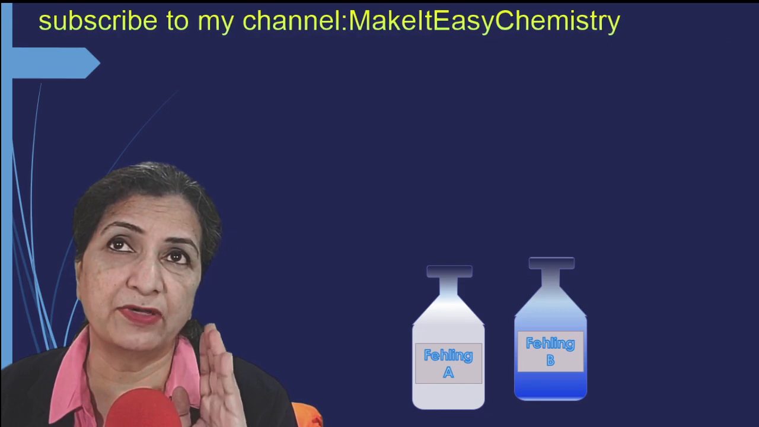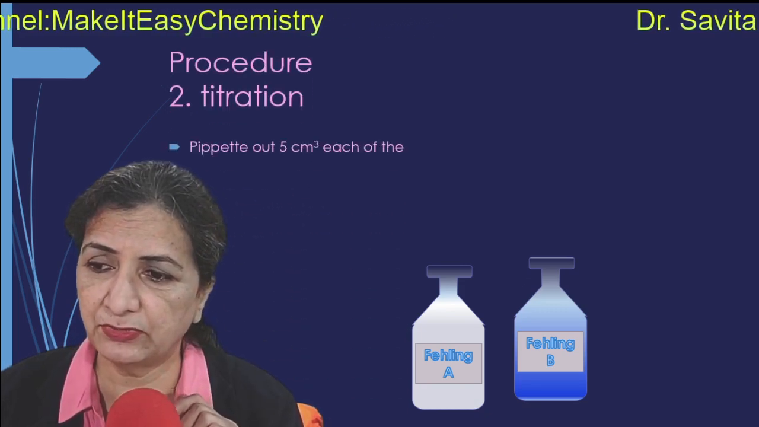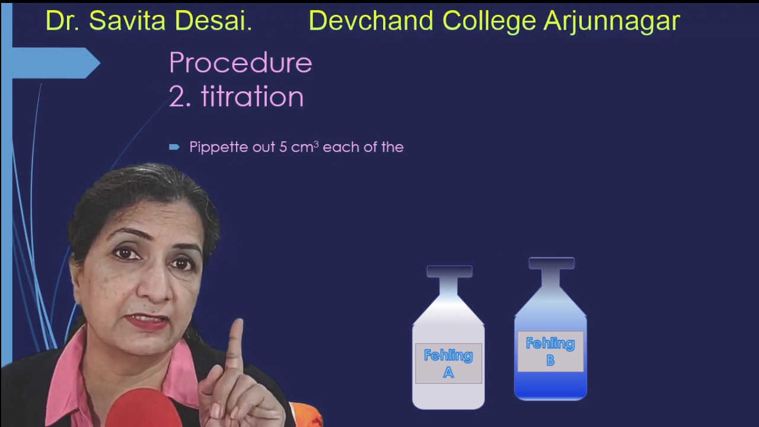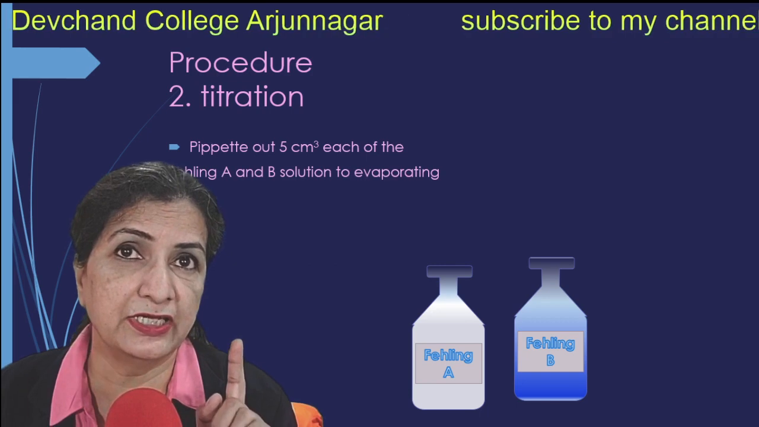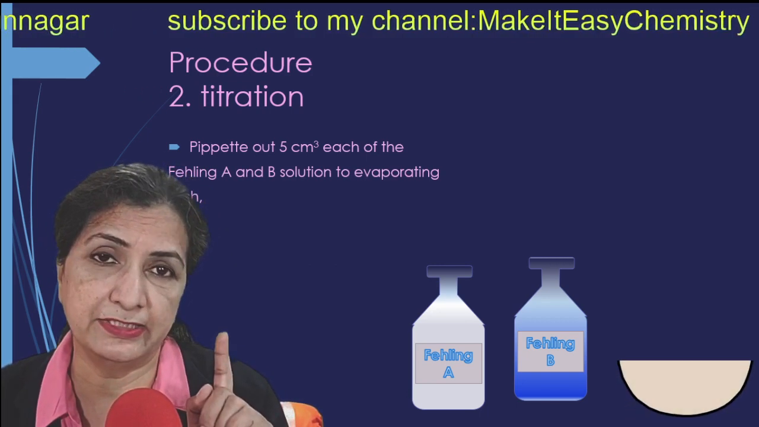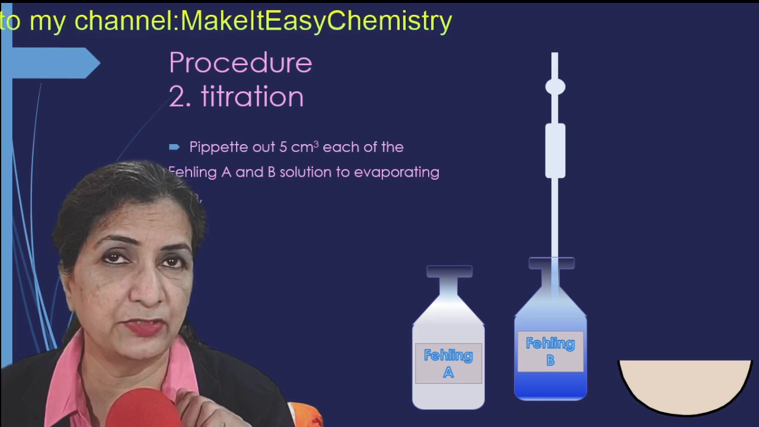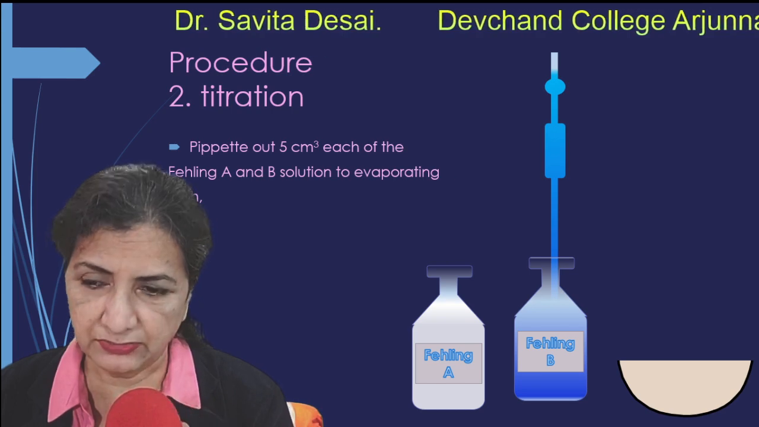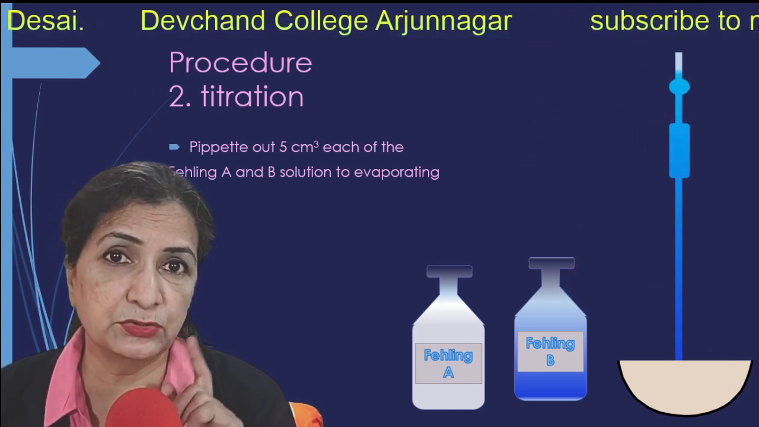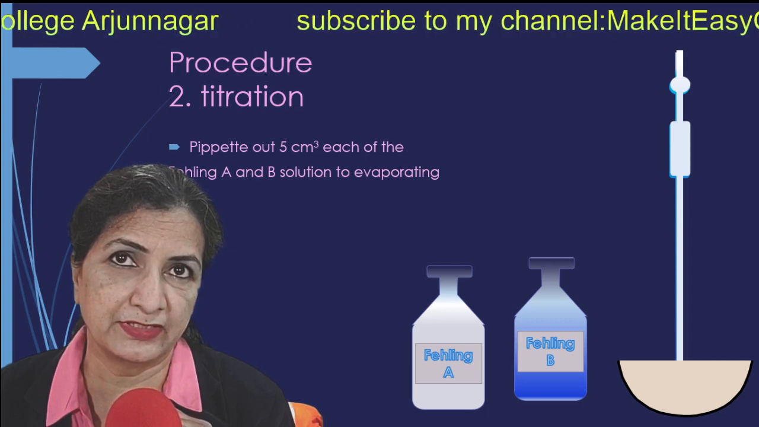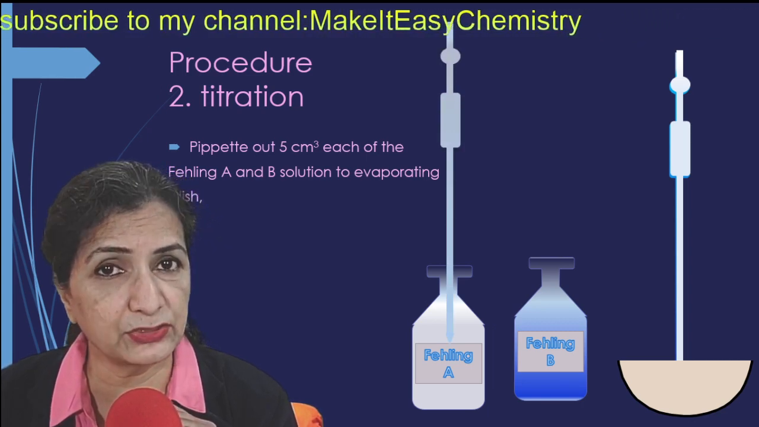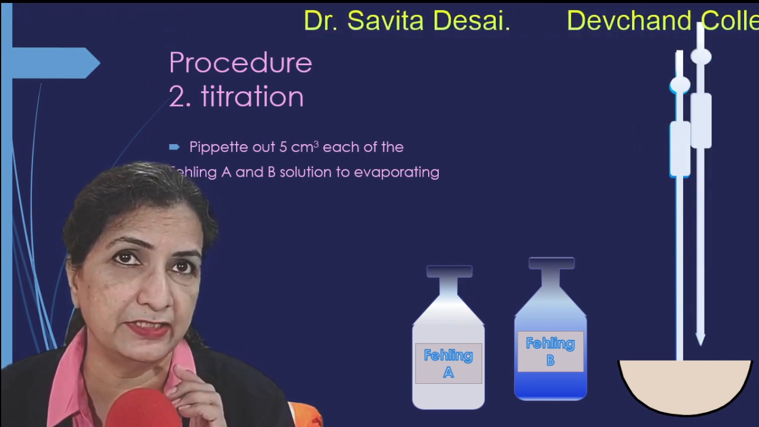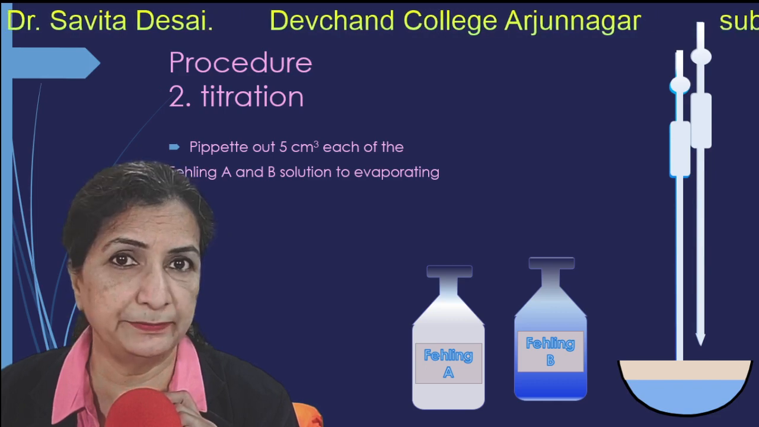Then we are going to perform the titration. For this purpose, we are going to pipette out 5 ml each of this Fehling A and Fehling B solution into an evaporating dish. 5 ml of Fehling B solution, that is copper sulfate solution, is pipetted out and transferred to the evaporating dish. Then 5 ml of Fehling A solution is pipetted out and also transferred to the same evaporating dish.